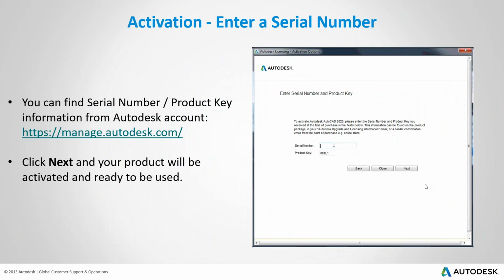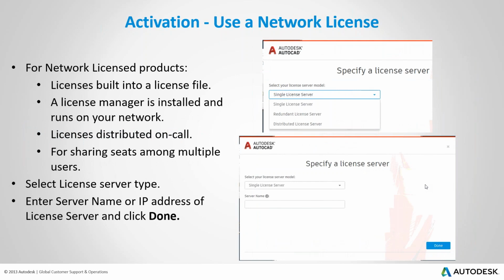You can find your serial numbers and product key from your Autodesk account by logging in to this URL, manage.autodesk.com. Under products and services, you should be able to find this. If you can't find this, please approach your contract admin. Sometimes they might need to assign it to you manually first before you can see it from your email address. Once you have input everything here, serial numbers and product key, you can click next, then the product should be activated afterwards.